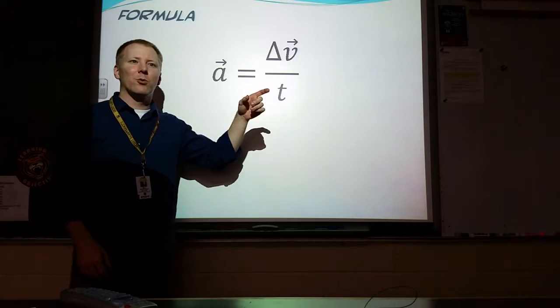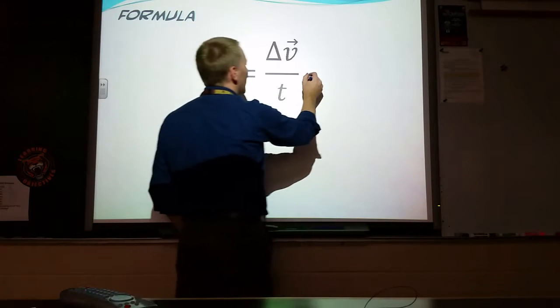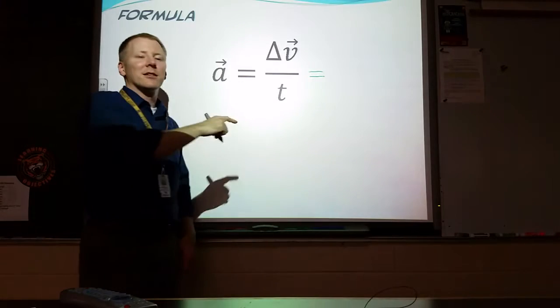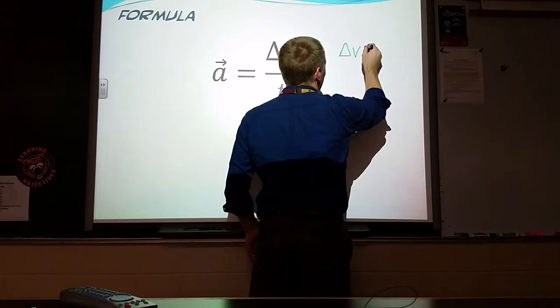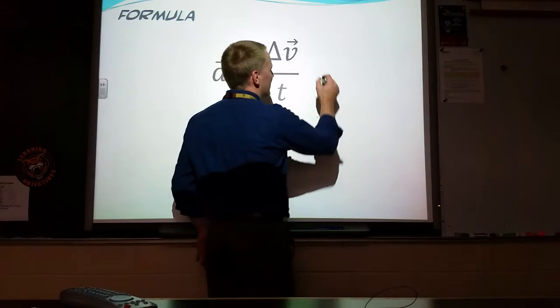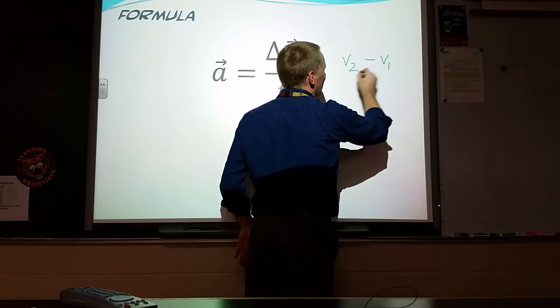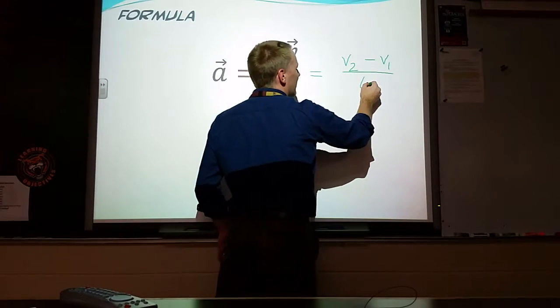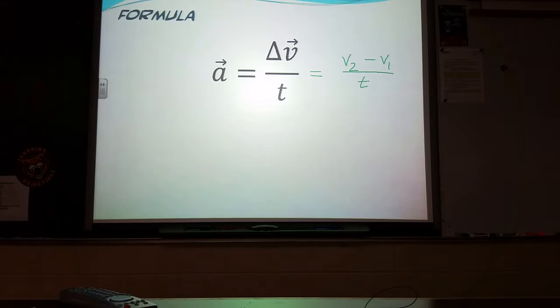We've seen this in slope. Delta y over delta x means a change in y over the change in x. Here it means the change in v. We always calculate delta something the same way: we take the second value minus the first. So delta V will mean the same thing that delta Y or delta X does. It'll be the second value minus the first value over T. This is actually the more useful way for us to write it when we're doing some calculations, because we're going to need both those V1 and V2.